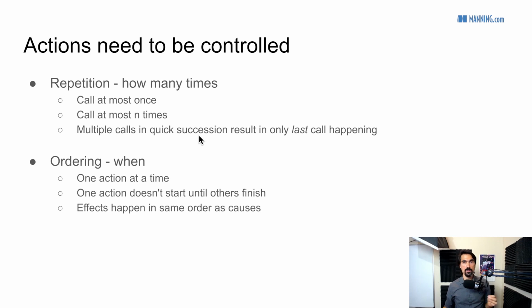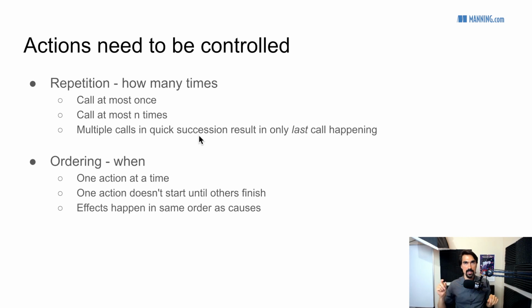Also, this is something very useful on the web or other user interfaces. Multiple calls in quick succession result in only the last call happening. An example of this is if I'm clicking add to cart, add to cart, add to cart, add to cart very quickly, each one of those is going to do some asynchronous activity, hit the server. They're going to come back in different orders, and they're all trying to calculate the total and then update the shopping cart's total in the DOM.